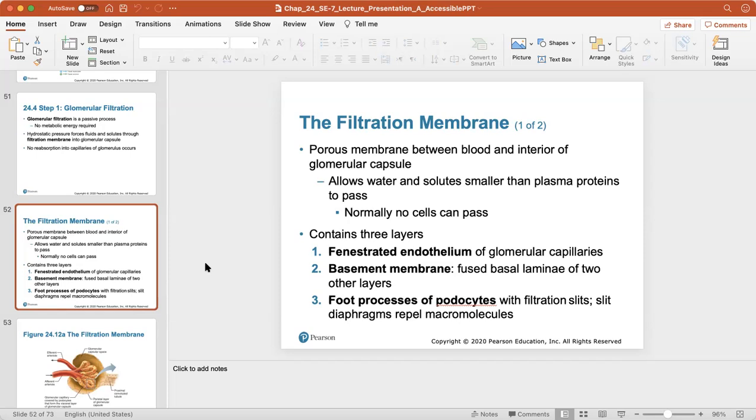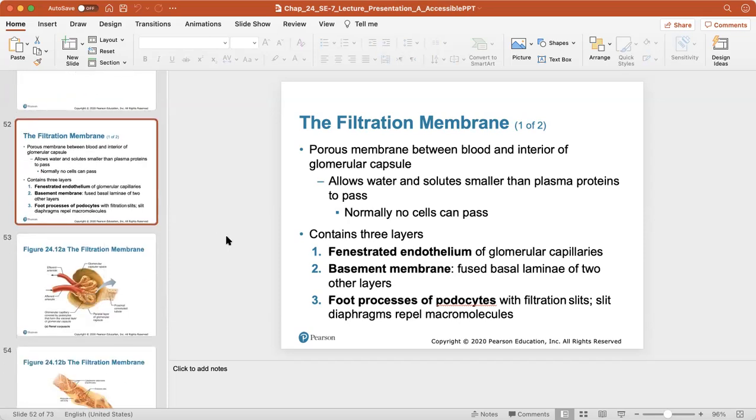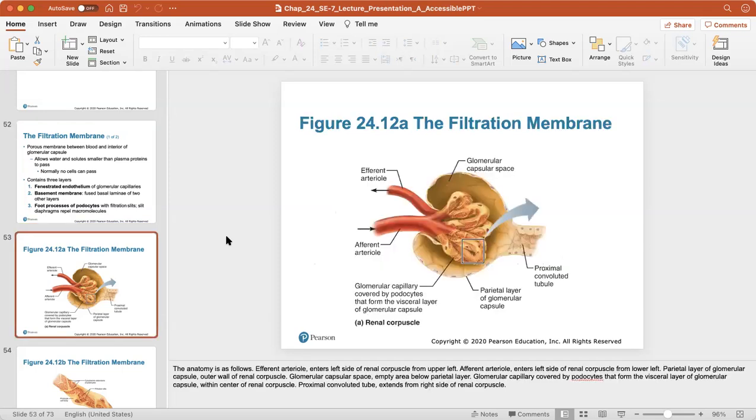So normally you should not find any blood in the urine because red blood cells are not small enough to pass through this filtration membrane. It consists of 3 layers: a fenestrated endothelium layer of glomerular capillaries, a basement membrane layer, and then the foot processes of podocytes. I'll show you a picture of this. There are filtration slits made between the foot processes of these podocyte cells, and these slits will repel macromolecules.